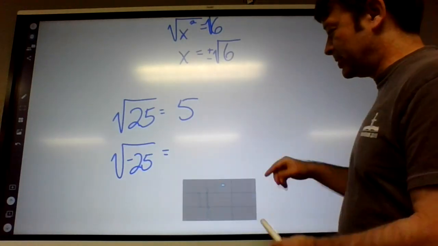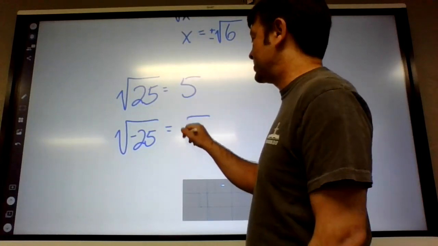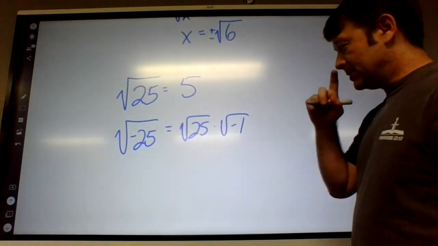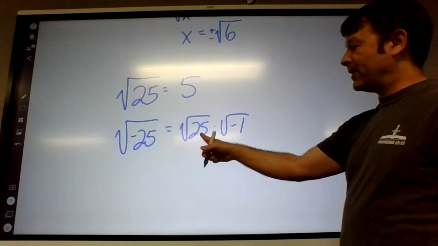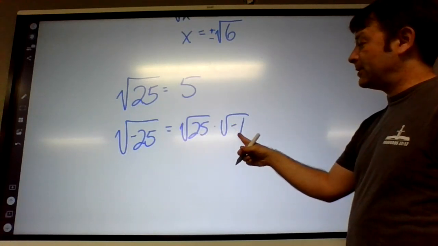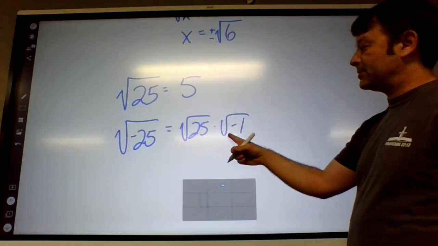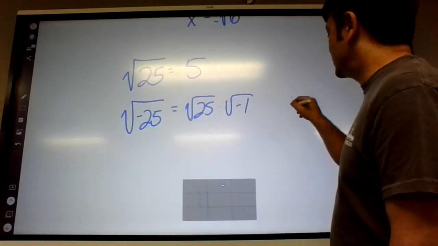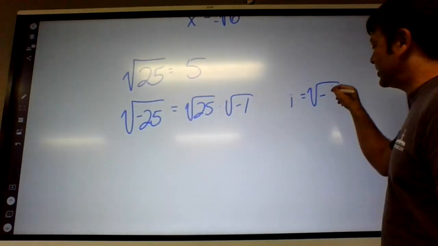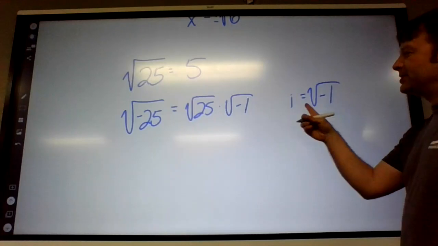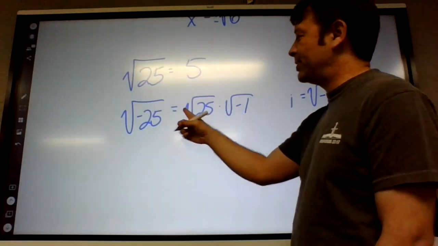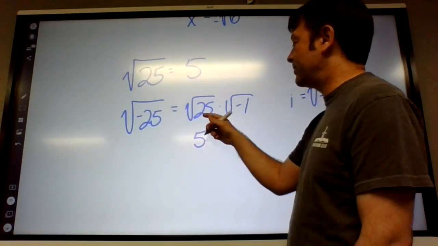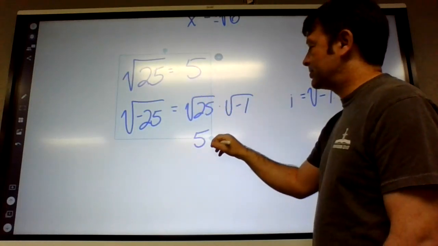So, what they did was they split this up. They said this is square root of 25 times square root of -1. This part is fine, but this part is imaginary. It's impossible, nothing squared equals a negative. So, they said, we're going to call that i. Anytime you have a negative in the square root, it just turns into an i. So this turns into a 5 like normal, and this turns into an i.